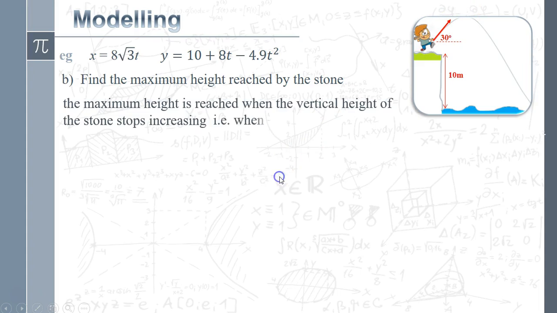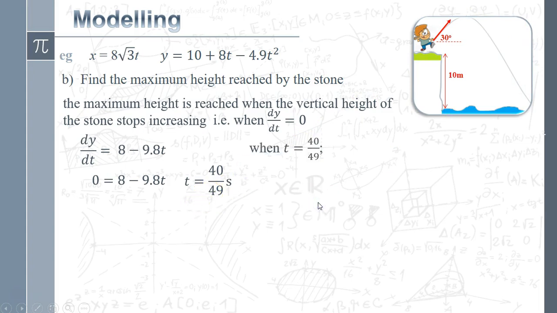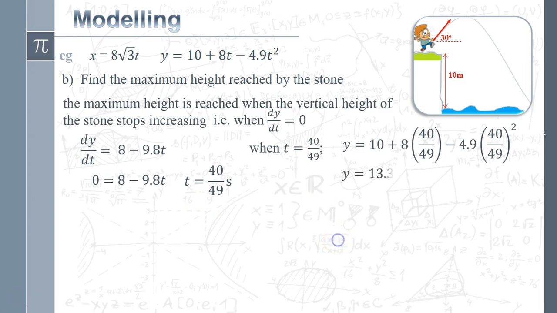And we know at that point it's when dy/dt equals 0. So all we've got to do now is do some differentiating, come up with our value of t, so t is 40 over 49, and so we know that the maximum height will be reached less than a second after the boy's released it. When t has that value, the vertical height is simply what we get when we plug in the value, and so the maximum height reached above the sea is 13.3 metres.